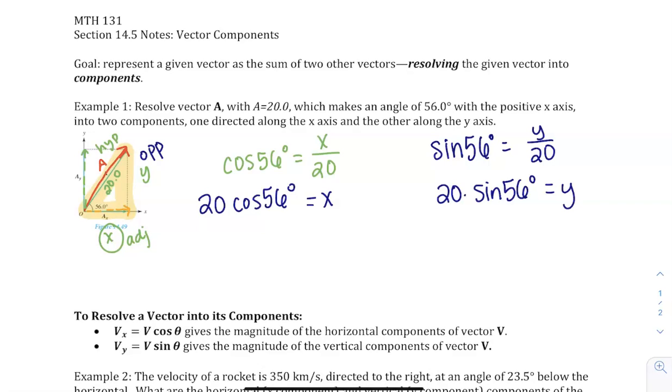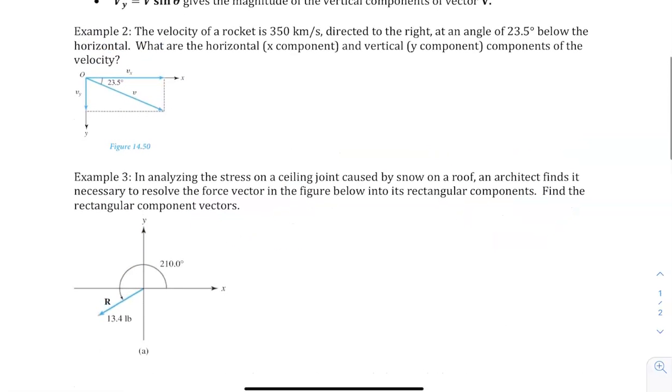To finish up our example 1, we would say that AX, or VX, whatever it's named, in this case it's vector A, is going to be equal to 20 times cosine of 56, and that is 11.2. And then 20 times sine of 56 gives us our Y component, and that's 16.58, or 16.6. We can do some application problems here.